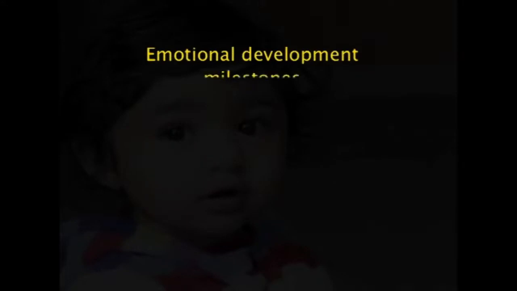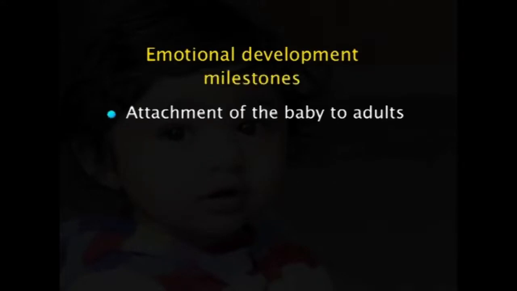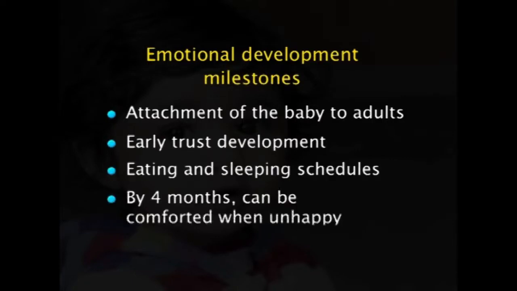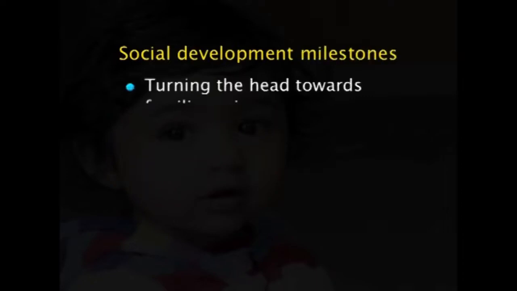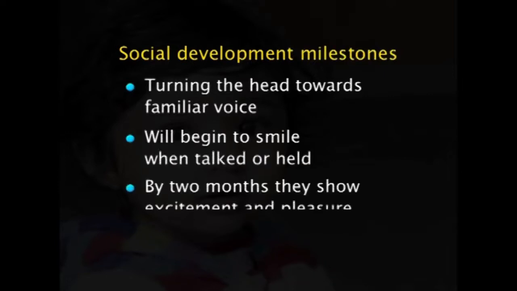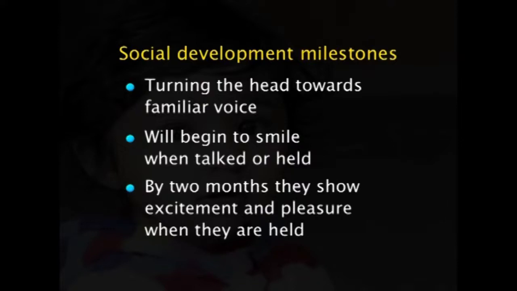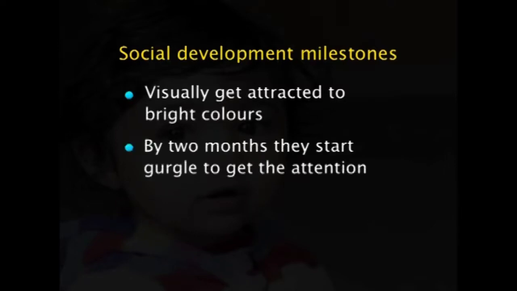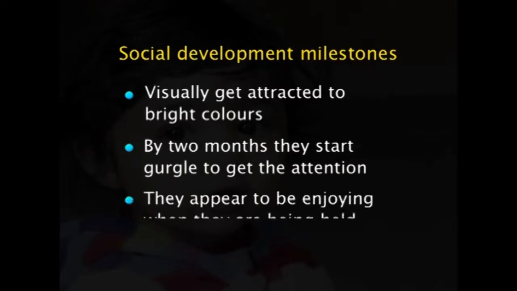The emotional development milestones will be attachment of the baby to adults, early trust development, eating and sleeping schedules, and by 4 months the baby can be comforted when unhappy. The social development milestones will be turning the head towards a familiar voice, and beginning to smile when talked to or held. By 2 months, they show excitement and pleasure when they are held. Visually, they get attracted to bright colors. By 2 months, they start to gurgle to get attention. They appear to enjoy being held.